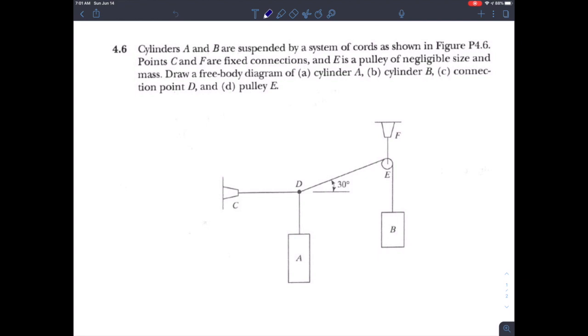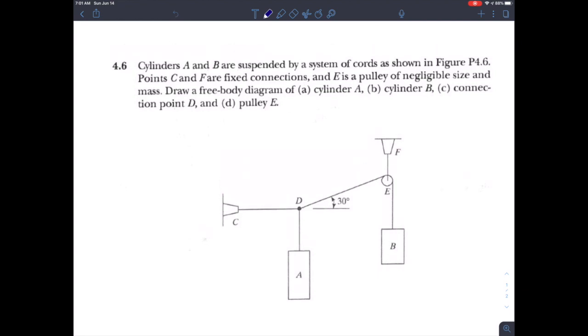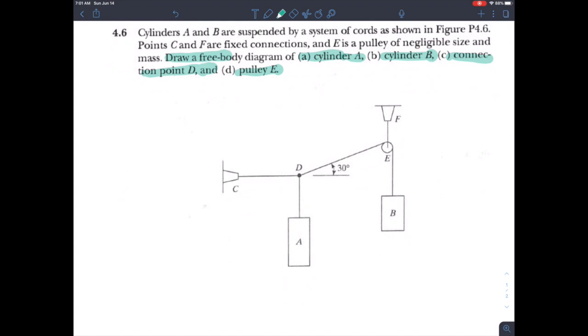Okay, this is a video that covers some ideas behind free body diagrams, and the interesting point about this particular problem is how you can have a free body diagram for various points of a system. For example, we are looking at a free body diagram for cylinder A, cylinder B, the connection point D, and the pulley E. So there's two different cylinders and two different connection points.